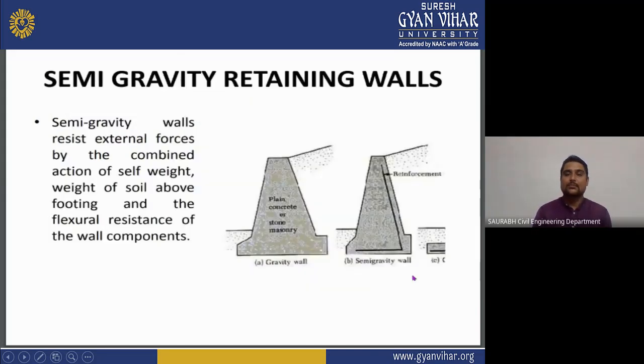Now we will see the semi-gravity wall. What is the meaning of semi-gravity wall here? As you can see, this image is known as the gravity wall. Gravity wall will be made like this, and in semi-gravity, the image will be shown like this. It is a semi-gravity wall. Semi-gravity wall resists external load by the combined action of self-weight or weight of soil above the footing and the flexural resistance of the wall components.